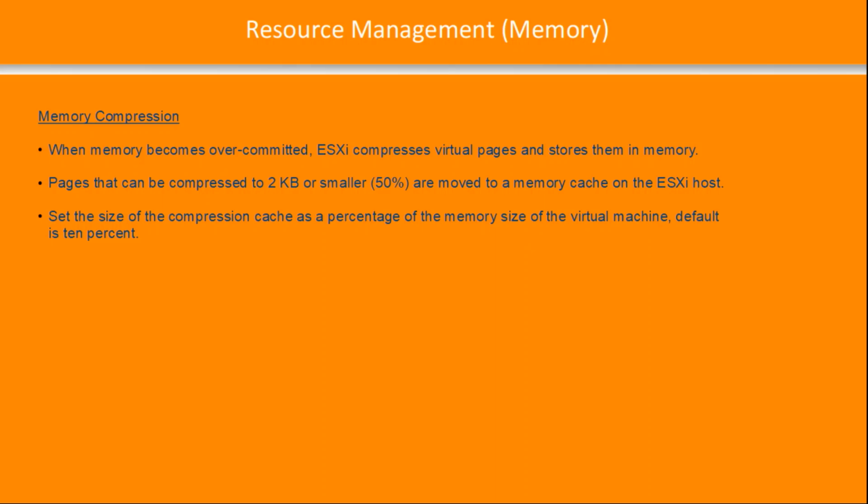The size of the compression cache can be set. By default it's 10%, indicating for a virtual machine with 1000 megabytes configured memory, the cache that's set up on the ESXi host is 100 megabytes.